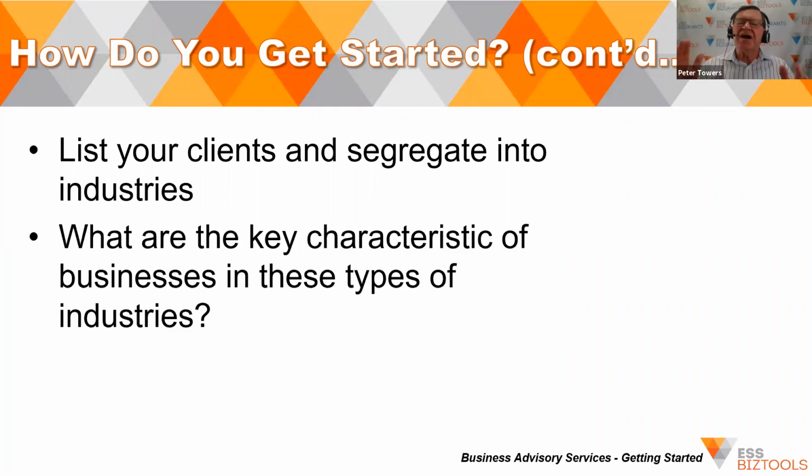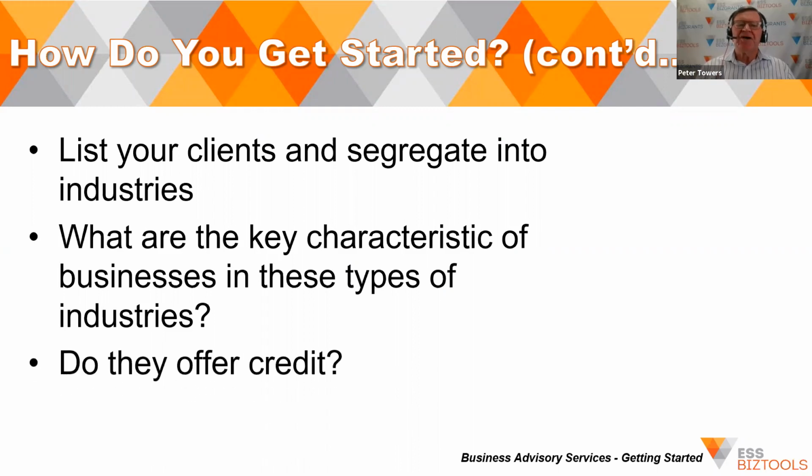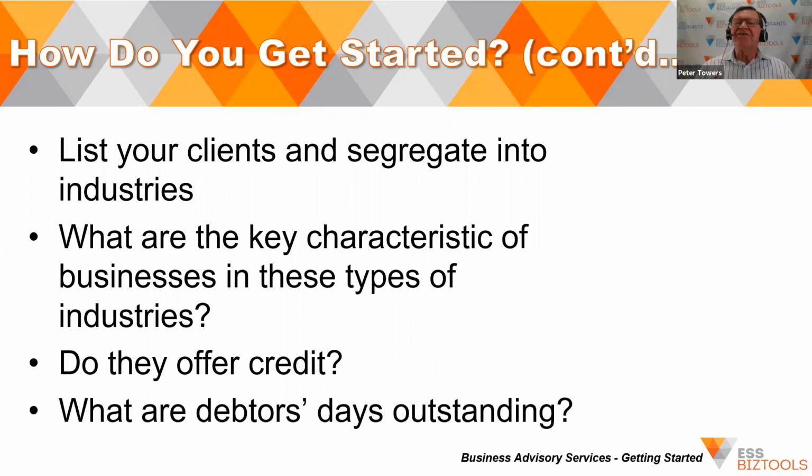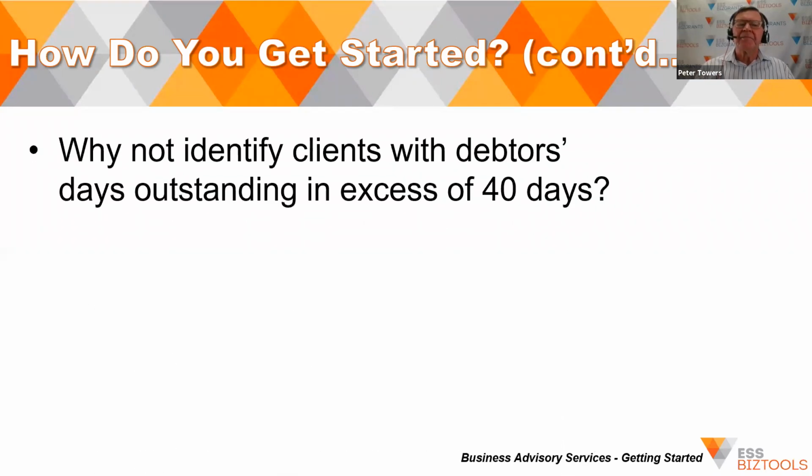And what are the key characteristics of businesses within these industry classifications? Put it on a spreadsheet. What have they got? So let me help you with some of the things that I'd look at. First of all, do they offer credit? And if they offer credit, they've got debtors days outstanding, haven't they? And what are their debtors days outstanding?